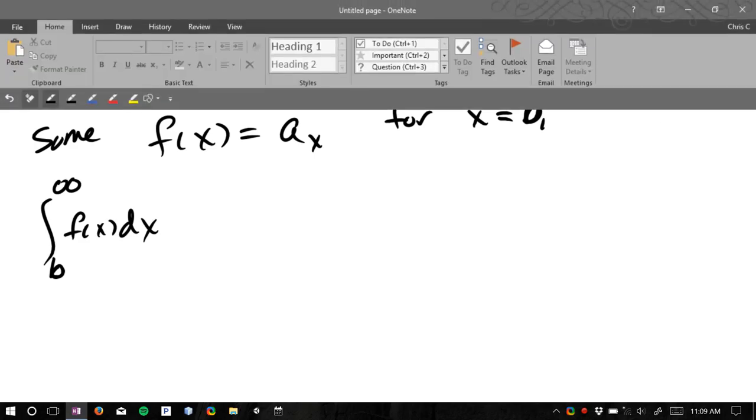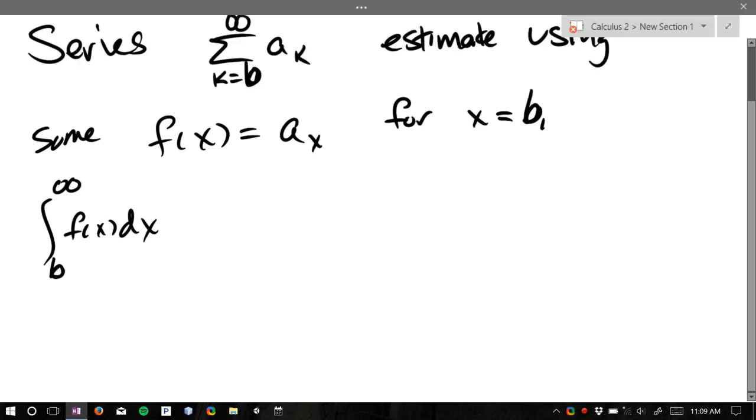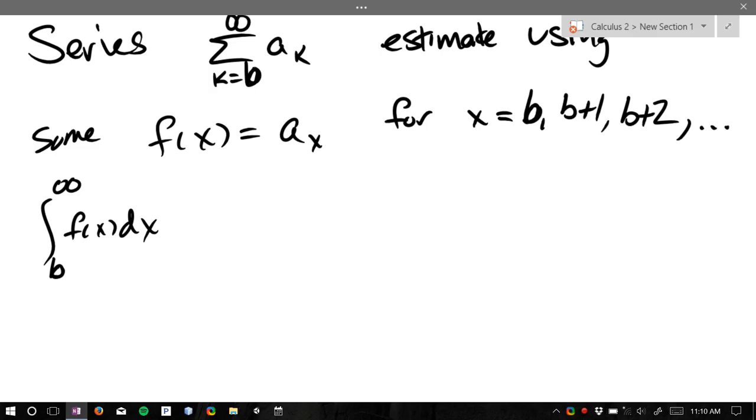So if you start at the number b, and assuming b is an integer, what is the next number? Oh, very good, b plus 1. What's the next one? b plus 2. Hopefully that's enough to see the pattern, and I can just go dot, dot, dot. So whatever b is doesn't even matter, and we just integrate from b to infinity, f(x) dx.